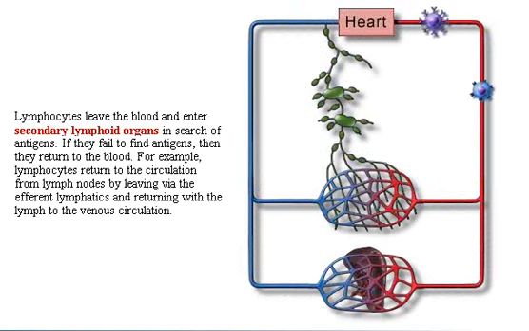Lymphocytes leave the blood and enter secondary lymphoid organs, such as the spleen and lymph nodes, in search of antigens. If they fail to find antigens in secondary lymphoid organs, then they return to the blood. For example, lymphocytes return to the circulation from lymph nodes by leaving via the efferent lymphatics and returning with the lymph to the venous circulation.